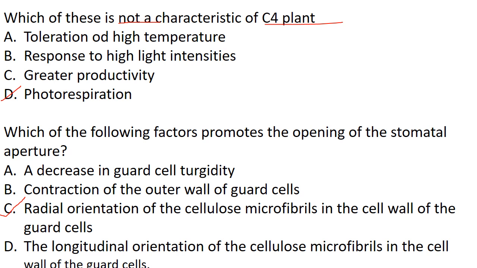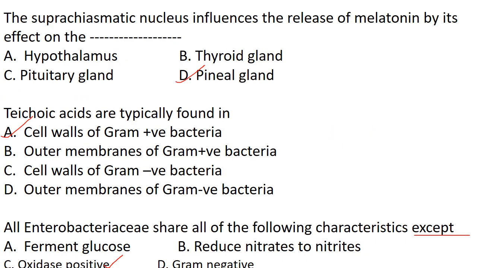So it is option C, that is the answer. Then next one. The suprachiasmatic nucleus influences the release of melatonin by its effect on the pineal gland. Answer is option D. Teichoic acids are typically found in gram-positive bacteria. So option C and D need not be taken into consideration. We will see A and B.